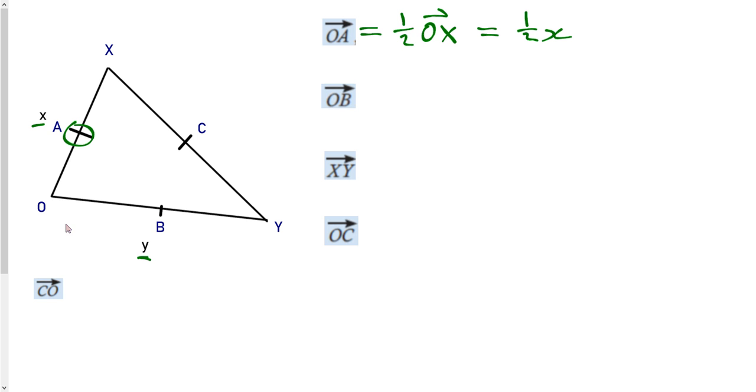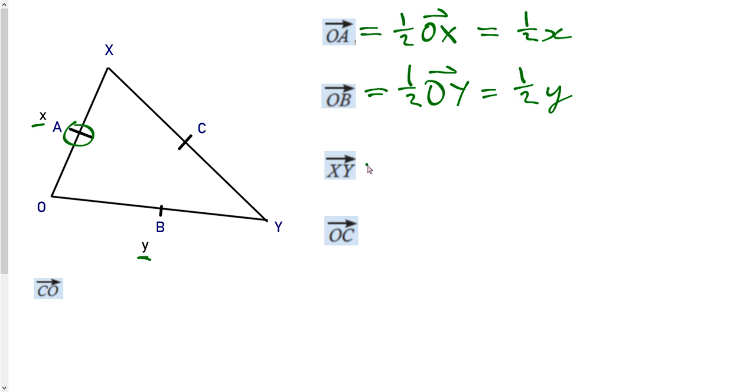Now, OB, same deal here. B is the midpoint between O and Y, and we know that y is another name for vector OY. So if B's halfway, then OB is going to be half of vector OY, and we know that vector OY is represented just by the lowercase y, so that's going to be half y.